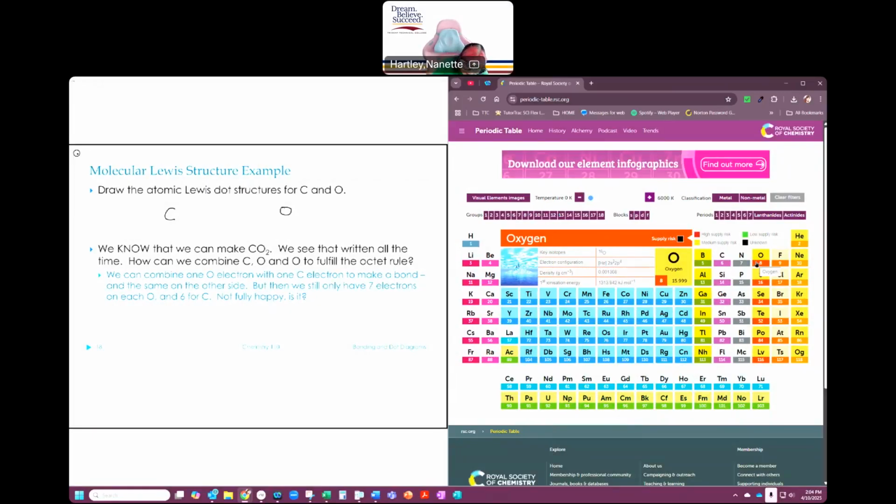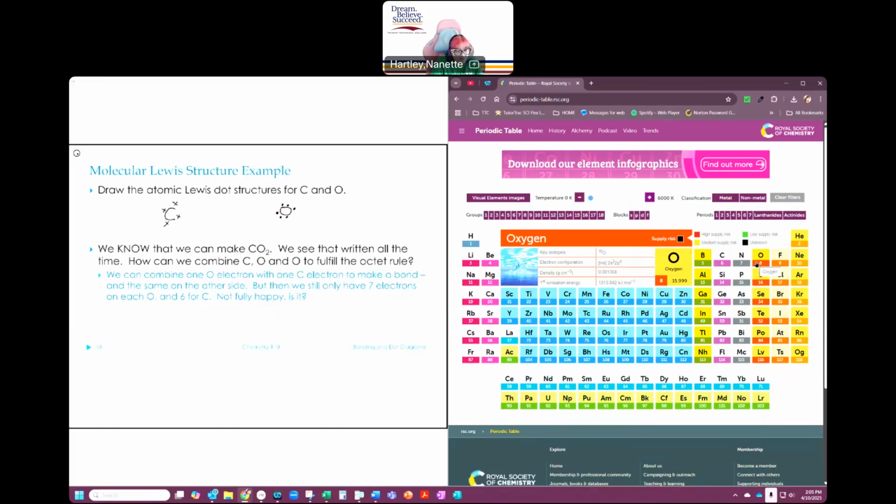So for carbon I'm going to put 1, 2, 3, 4. And for oxygen I'm going to have 1, 2, 3, 4, 5, and 6. Again, I have one that's X, one that's O. No real reason to do either one, just so I can tell the difference. That's all I'm doing. Now I know that I can make CO2. I've written that a bunch of times.